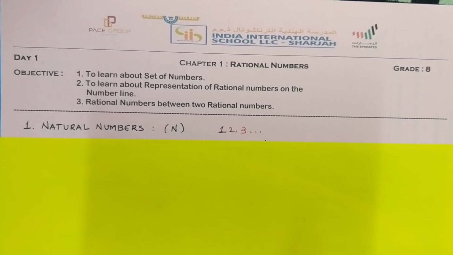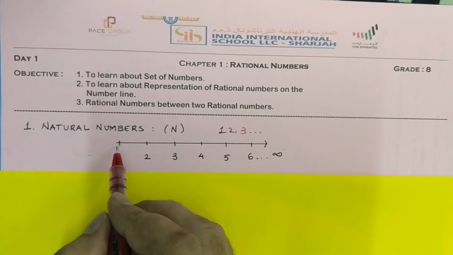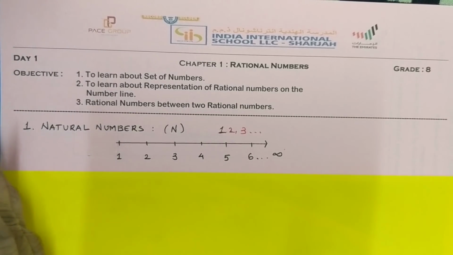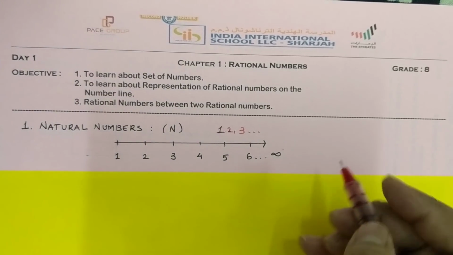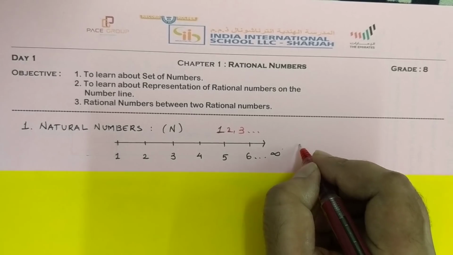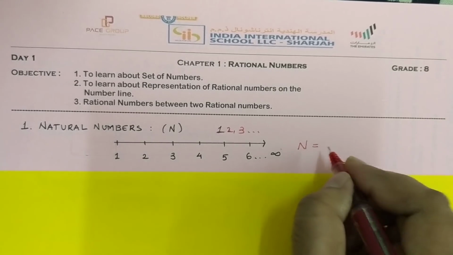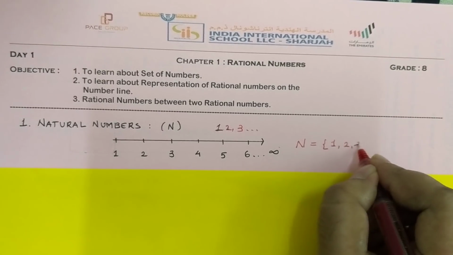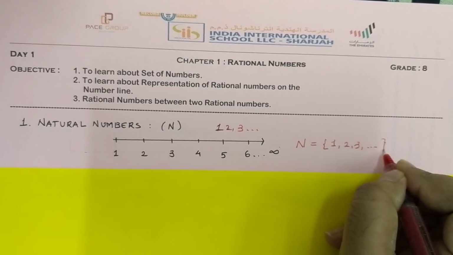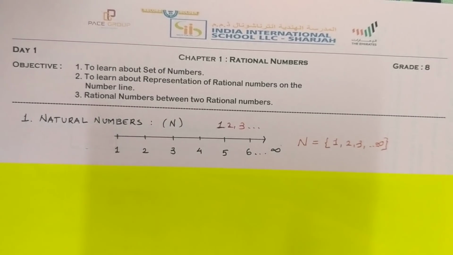So here we can represent the natural numbers like this. It starts from 1. There is nothing to the right side of the 1, so it starts from 1, 2, 3, and so on. It is denoted by capital N, and that is 1, 2, 3, and so on, up to infinite. This is the symbol of infinite.